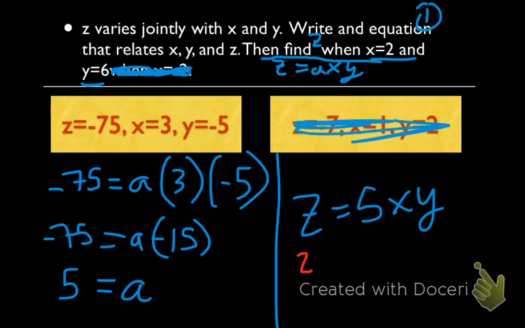Find z when x equals, what was it, 5? Oh no, x equals 2, y equals 6. So 5 times 2 times 6. And what do you get for z when you do that? Z equals 60. Oh, sorry, I wrote below the thing. Z equals 60.